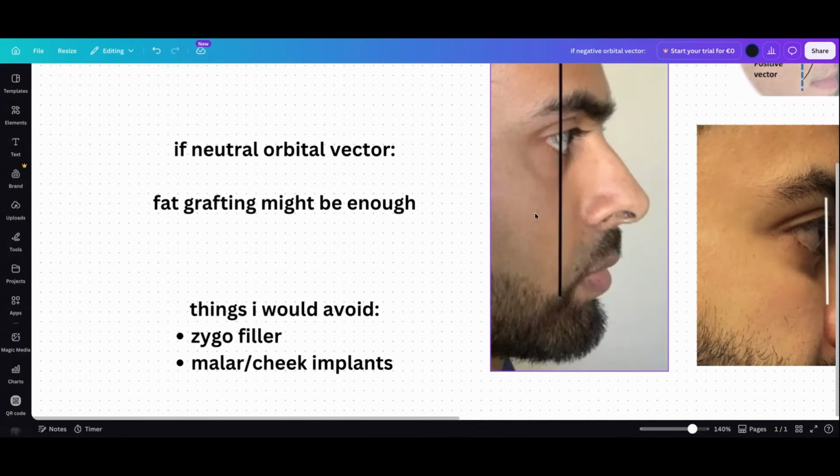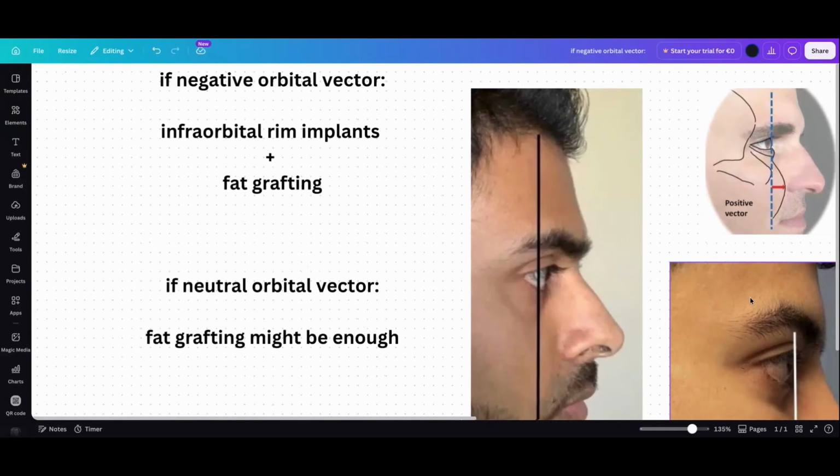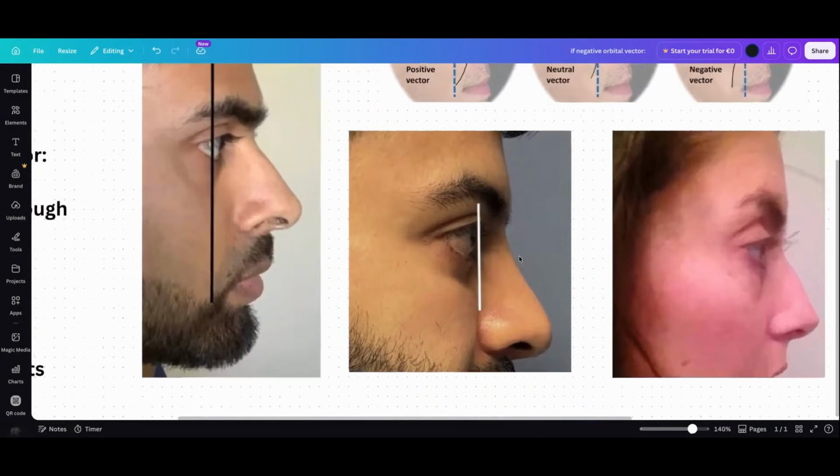So I wouldn't use under eye filler, I wouldn't use zygo filler, and I would use fat grafting instead, because there's no evidence that it causes a migration risk. It may not be permanent, but it is what it is. You need both the hard tissue and soft tissue if you want to fix the negative orbital vector problem. So that's what I would do in each scenario.